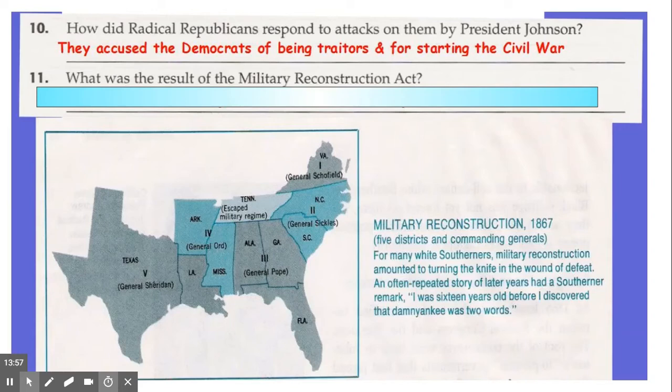So, number 11, we're going to talk a little bit about the results of the Military Reconstruction Act, which basically was passed in 1867.